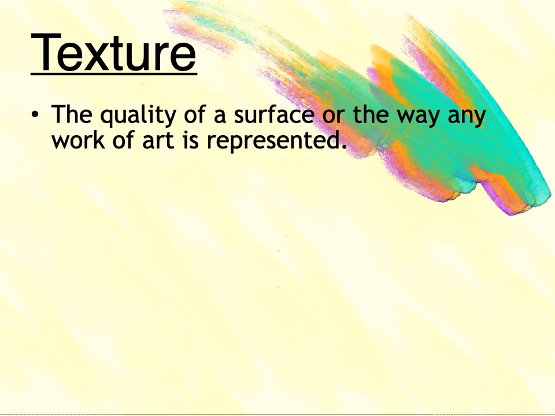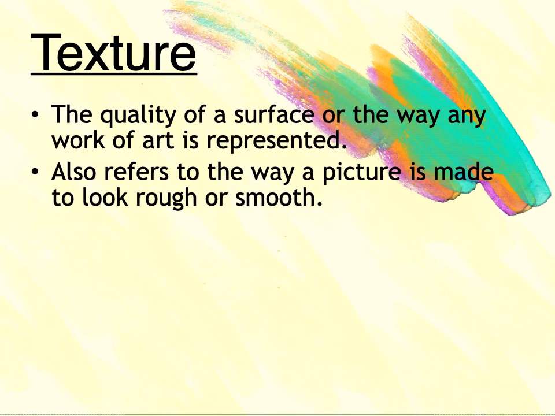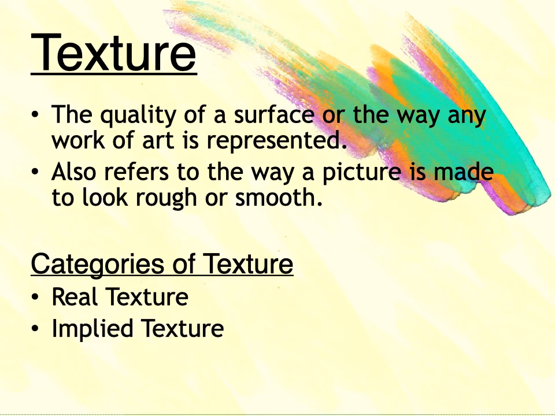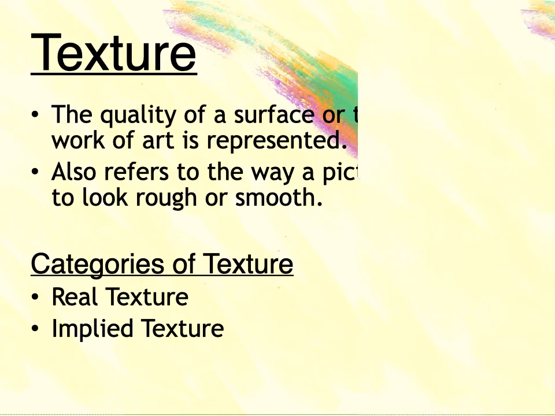And then we have texture, the next element of art. This is the quality of a surface or the way any work of art is represented. So it also refers to the way a picture is made to look, rough or smooth. Now, there are two categories. One is real. I can actually feel the texture. I can tell it's rough with my hands. Or implied, where it looks rough, but to the touch, it's nice and smooth. It's just made to look that way.